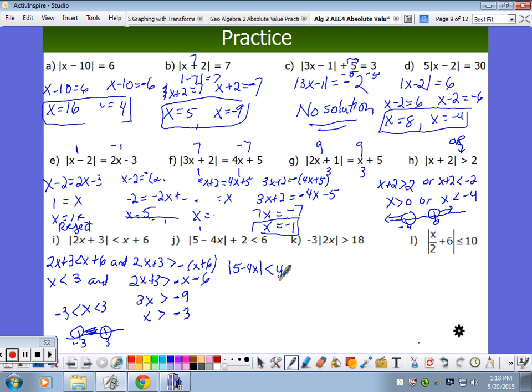And now I have to decide, is this an "and" or an "or"? This is a less than, so it's an "and". So 5 minus 4x is less than 4, and at the same time, 5 minus 4x, turn the symbol, negate what's on the right side of the equation. Solve these two things. Negative 4x less than negative 1. So x, dividing by a negative, so now I turn the symbol, 1 over 4.